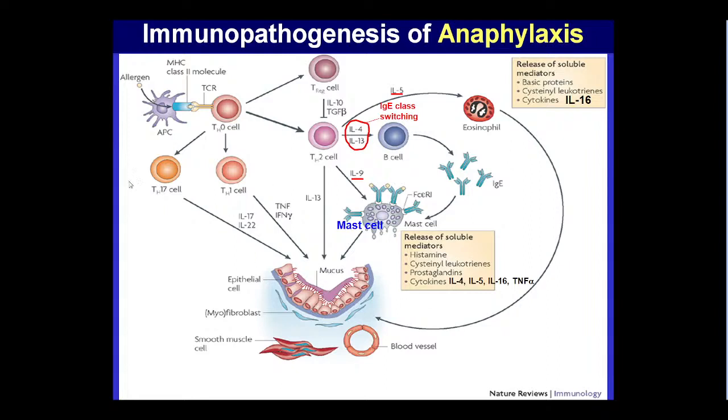What about other cells? T helper 17 has a role that is lower than the role of the T helper type 2, but they produce interleukin 17 and interleukin 22, that recruit and mobilize neutrophils, which also may appear in the zone of inflammation.